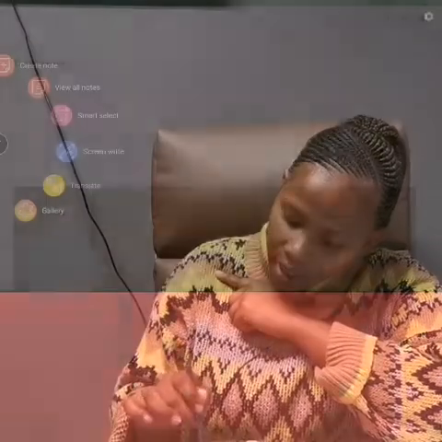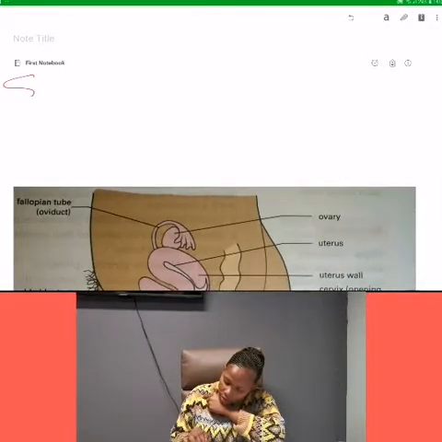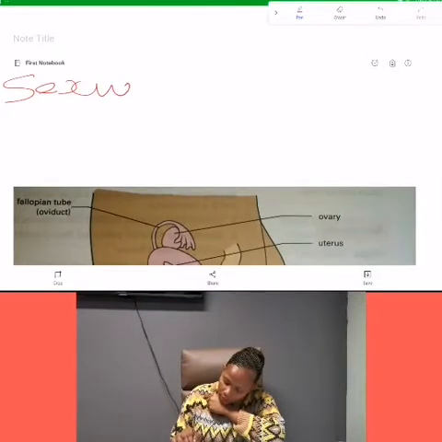So this is life sciences. We are going to focus on the female reproductive system. What we're going to talk about first is sexual intercourse. Before we go to anything, we are going to focus on sexual intercourse.